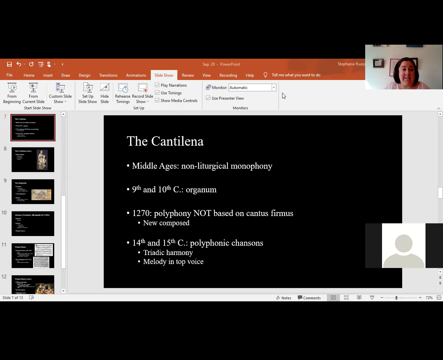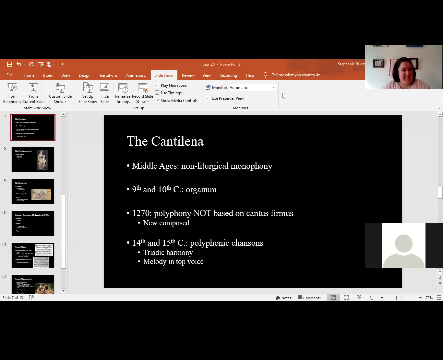By 1270, so still the Middle Ages, not the Renaissance yet, cantilena meant any polyphony not based on a cantus firmus. So we see how the meaning is evolving, right? First, it's just any monophony that's not liturgical, any polyphony that's not liturgical, any polyphony that's not based on a cantus firmus.